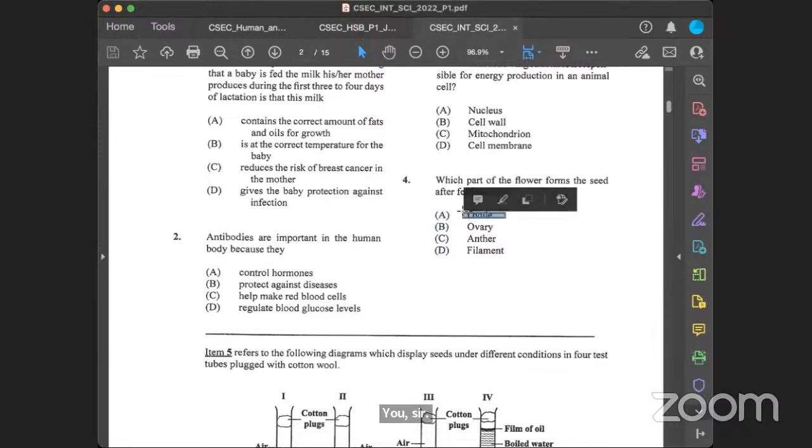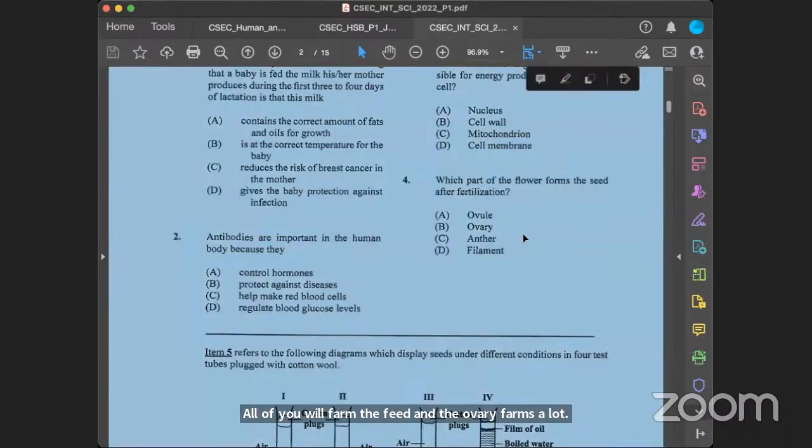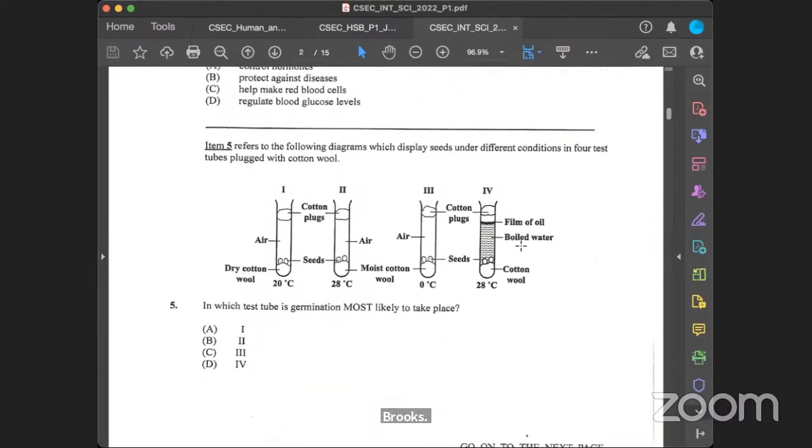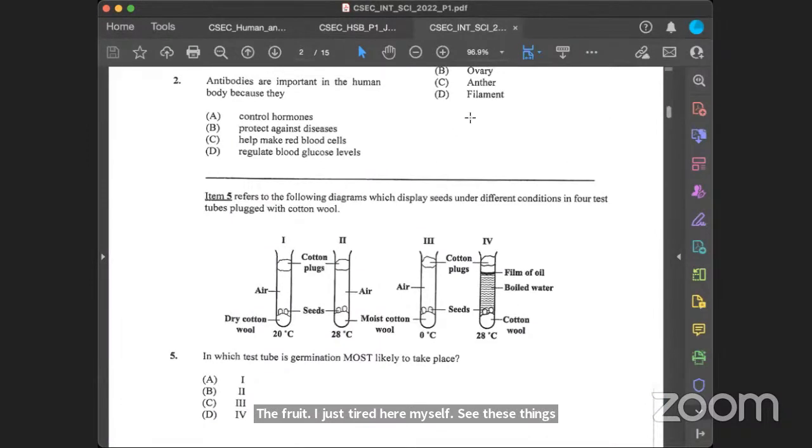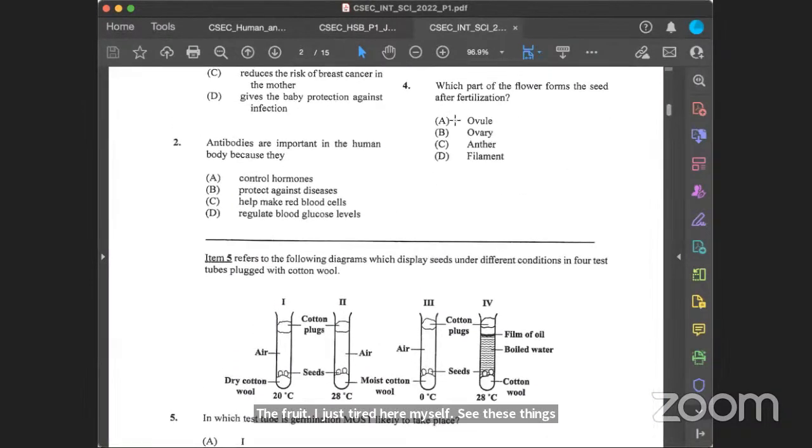The ovule forms a seed, and the ovary forms the what? Fruit. The fruit. So the answer there is A, ovule.